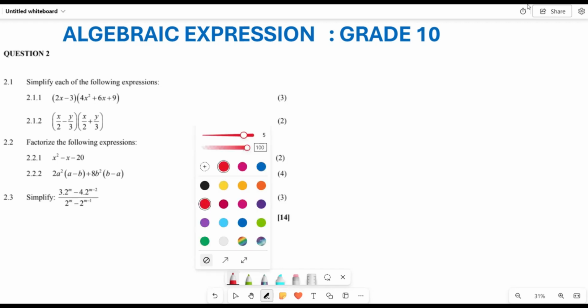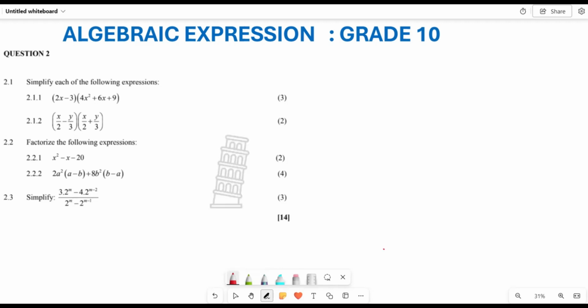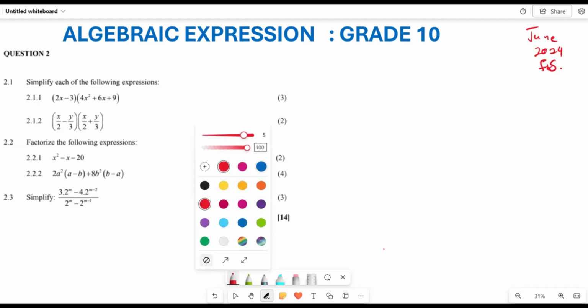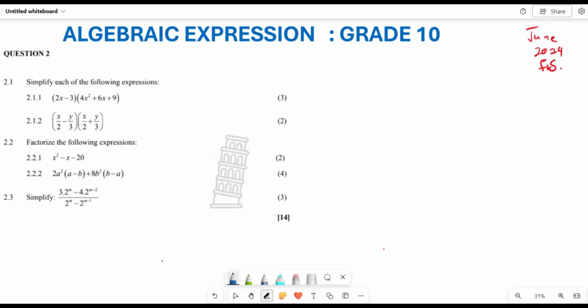Now, what is it that we are doing today? Basically, we are looking at algebraic expressions, and this is our June question paper, from 2024, and I think this is from the Free State province. Let's see what it is that we were given to solve. Firstly, I want you to look at this.